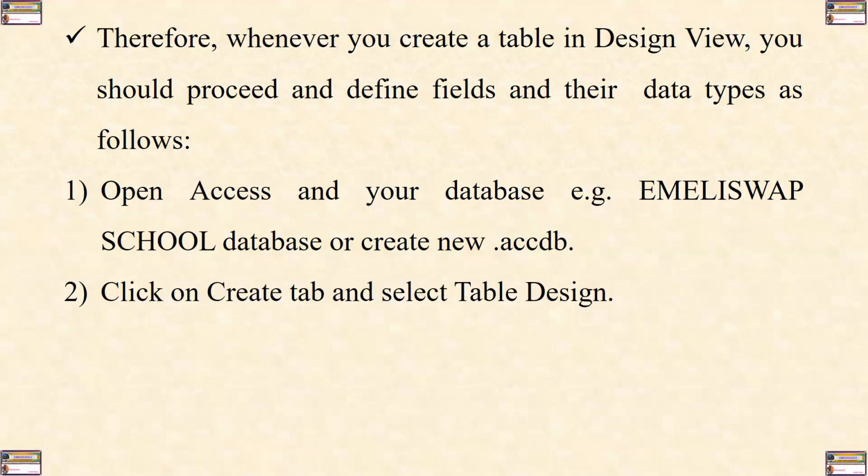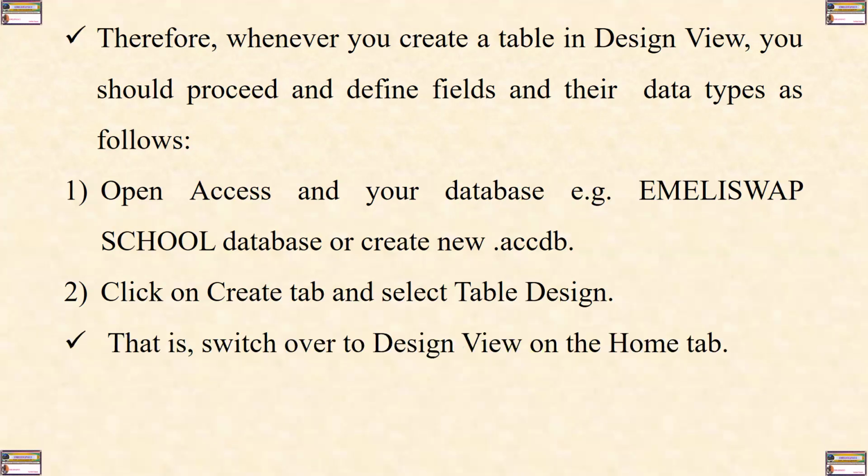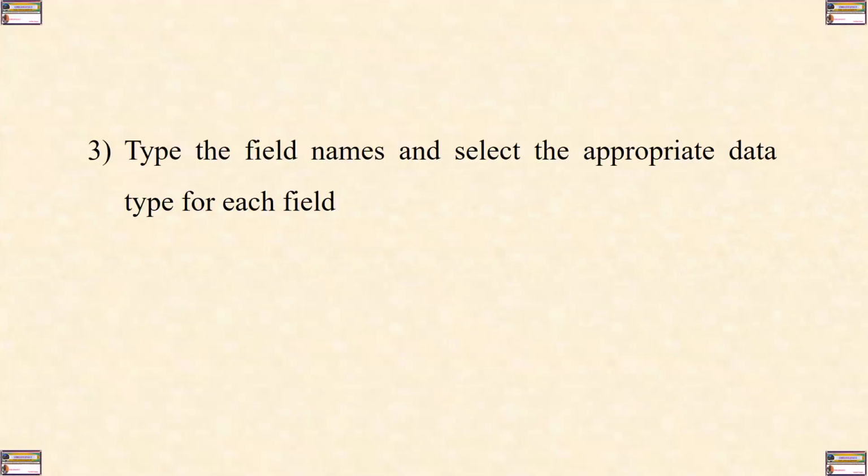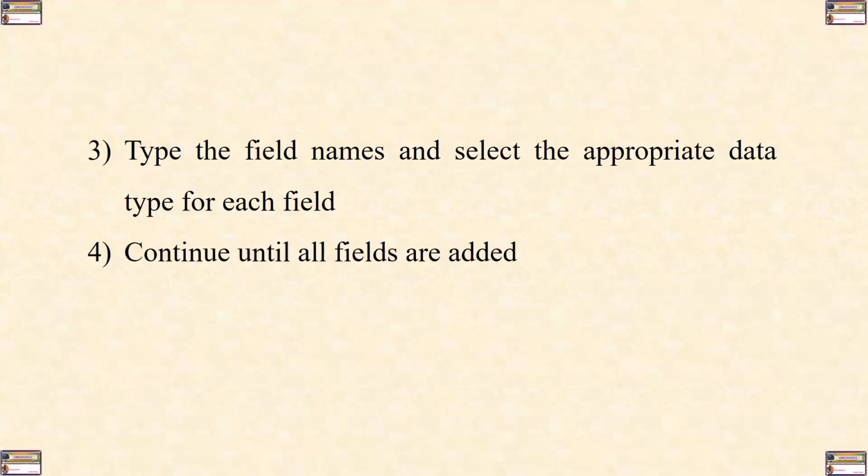Number 2, you click on the Create tab and you select Table Design. That is, you switch over to Design View on the Home tab. If you are prompted to save the table, you enter the name and you click OK. Number 3, you type the field names and select the appropriate data type for each field. You continue until you have added all the fields in your table. Lastly, you save the table, for example, students.